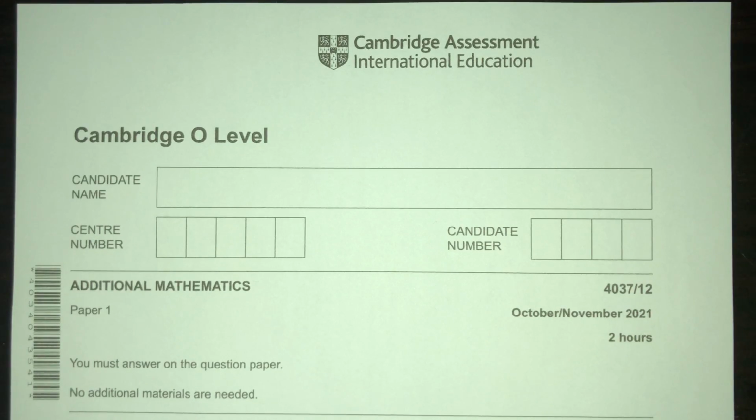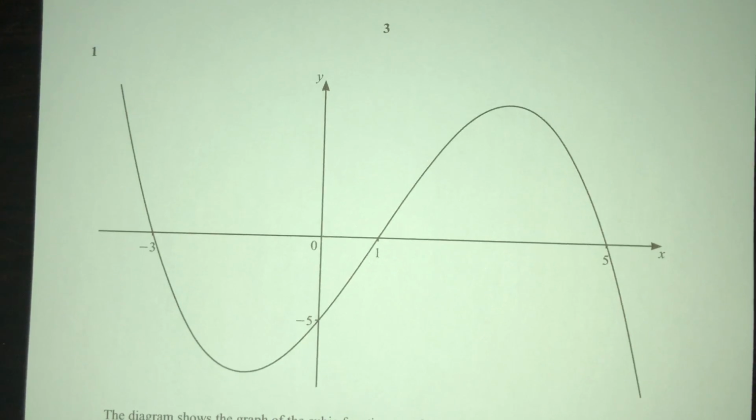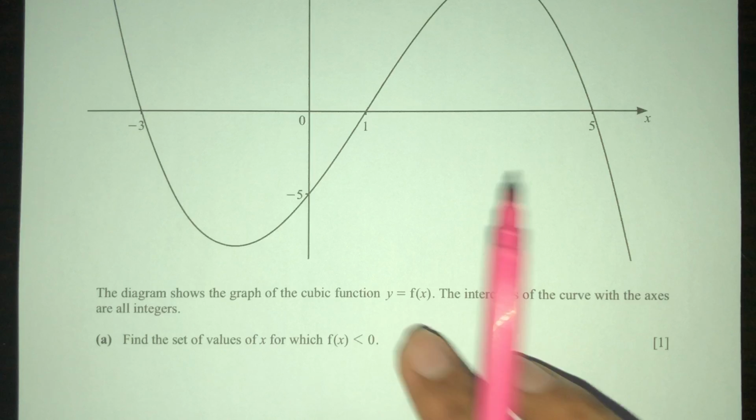Now, without further ado, let's move on to question number 1. Okay, so let's see what we have over here. Basically, we have a graph in this cubic shape. The diagram shows the graph of a cubic function y equals f of x.